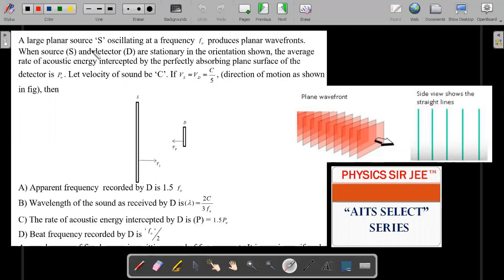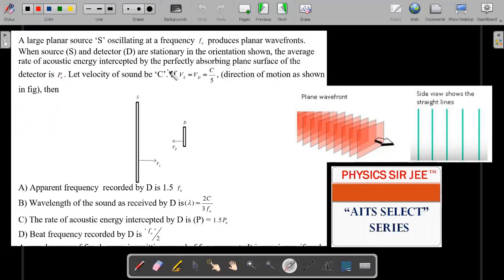A large planar source S oscillating at a frequency f0 produces planar wavefronts. So this is the source S. When source S and detector are stationary in the orientation shown, the average rate of acoustic energy intercepted by the perfectly absorbing plane surface of the detector is P0. So if these two are at rest with this orientation, this emits the sound and this detects it, and that average energy was P0.